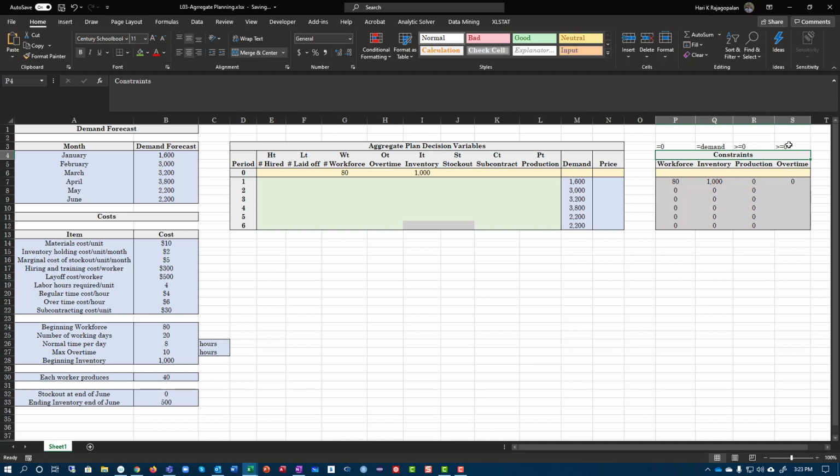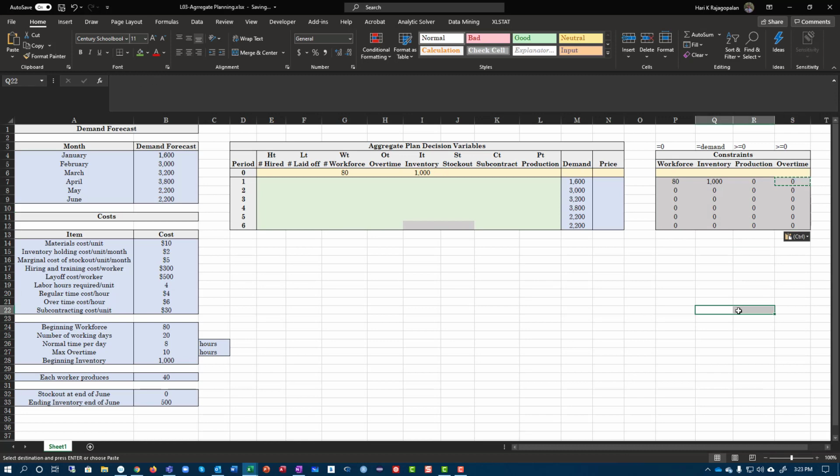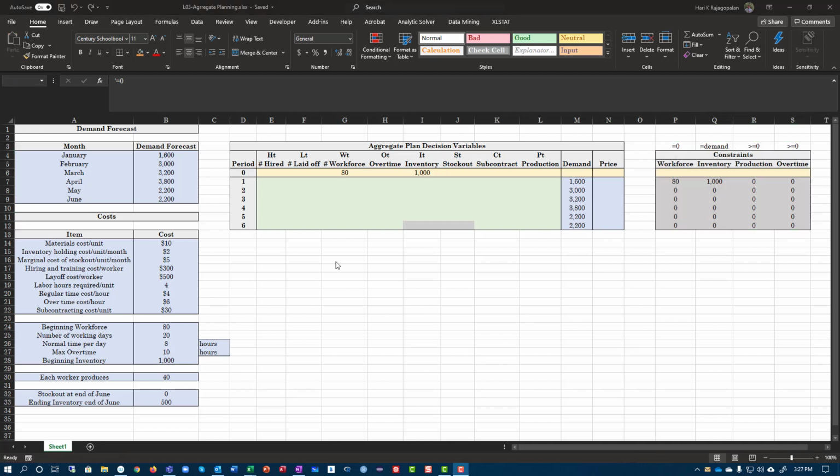All right. So we've got all these set up. We just need to copy and paste this right down here. And there we've got all the constraints set up. The next step will be to start calculating all the costs, and we'll get to that. But first, remember that we've got to get our constraints done right. Now we get to the part about calculating costs.